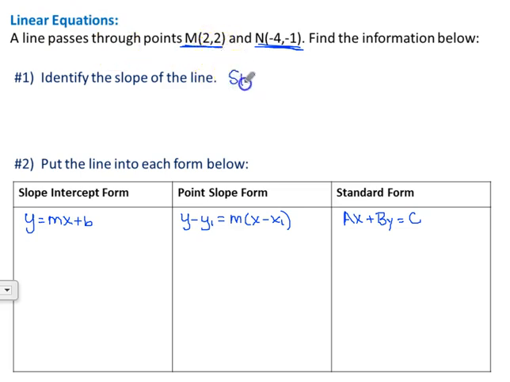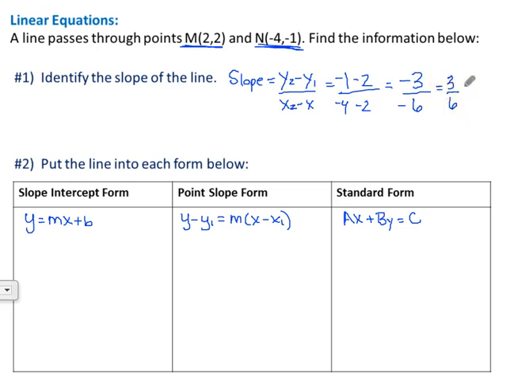All right, so slope, remember we're finding the difference between our y coordinates over the difference between our x coordinates. And when we do that, we're going to have -1 minus 2 over -4 minus 2. Do the math. -1 minus 2 is -3. -4 minus 2 is -6. We've got a negative divided by negative, so we know that's the same as a positive 3/6, and we can reduce that to 1/2. So the slope of the line that goes through those 2 points is going to be 1/2.